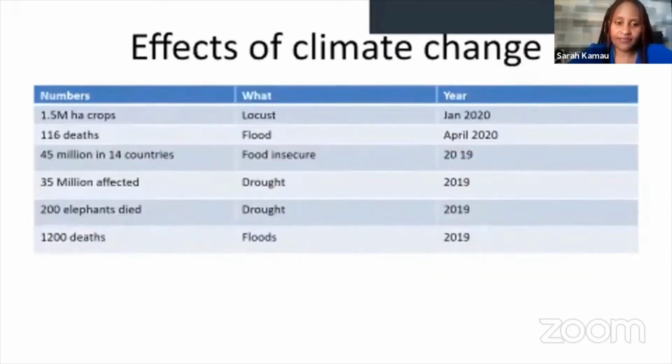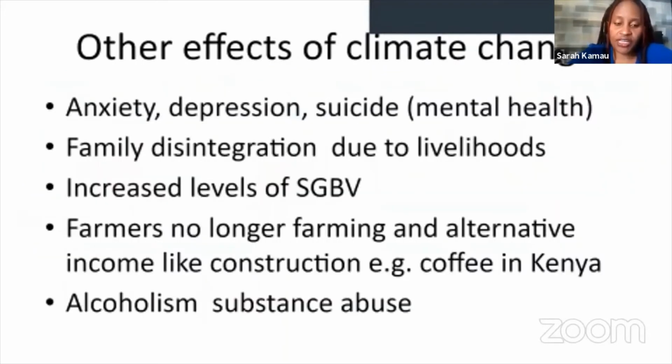Other effects of climate change include depression, anxiety, and mental health problems. When a farmer keeps planting and the crops fail, how does that affect the farmer, who has already put in a lot of agricultural inputs and resources? What about family disintegration, where marriages break because of displacement? We also see cases of gender-based violence and domestic abuse because of climate change. These are intangible effects that have not yet been measured, but they are emerging because of climate change.